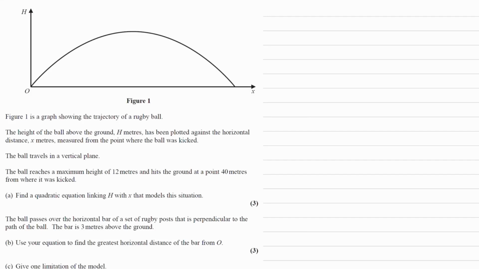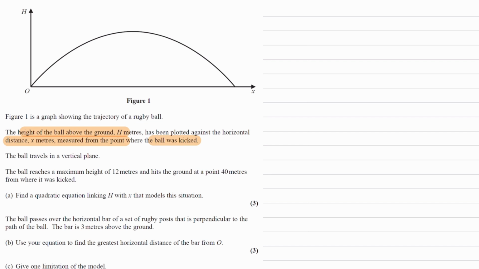Right, so we have a modeling question here. We have the trajectory of a rugby ball, and on the y-axis is the height of the ball, and on the x-axis is the distance it's traveled horizontally from where it was kicked. We're told the ball travels in a vertical plane, which basically means that the motion of the ball is contained within a vertical two-dimensional surface. So basically it doesn't veer left or right, it doesn't curl or spin or anything.